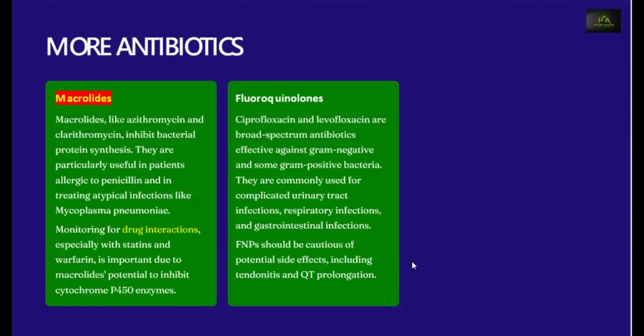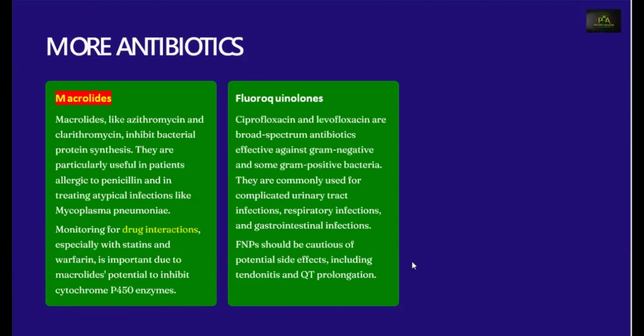Also for treatment of UTI, for example, somebody that has complicated UTI. We say that complicated UTI is seen in men. So for complicated UTI, you will use fluoroquinolones. But the side effect of fluoroquinolones is very important.